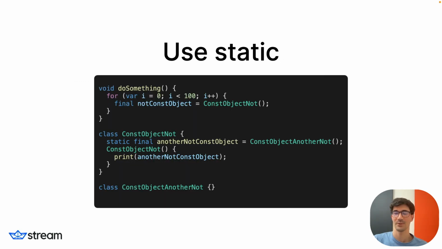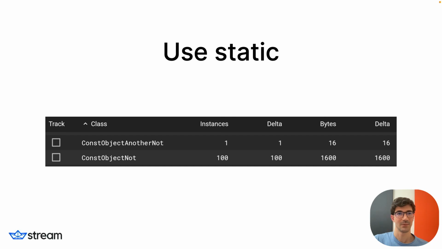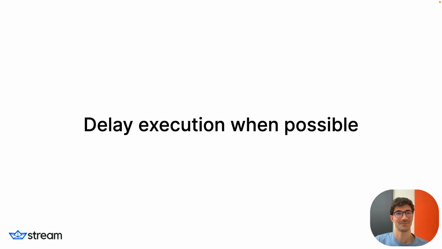When it makes sense, you can also use static for non-constant objects when the class can't be constant, but you only need a single instance between all of your objects. Both of these classes are not constant, and we create 100 instances of the const object not class. Inside that class, we create a static final of const object another not, and inside the constructor, we print that static object. This will still create 100 const object not instances, but only a single const object another not. Sorry about the naming.